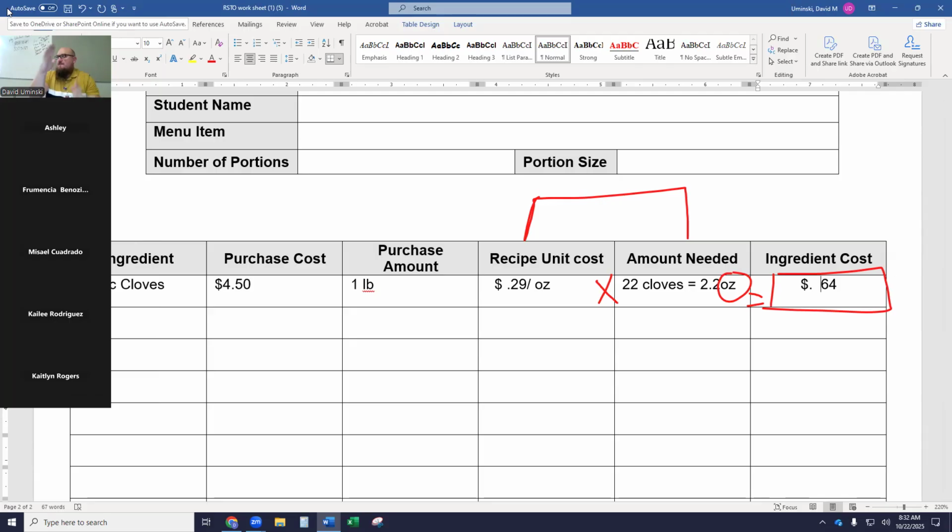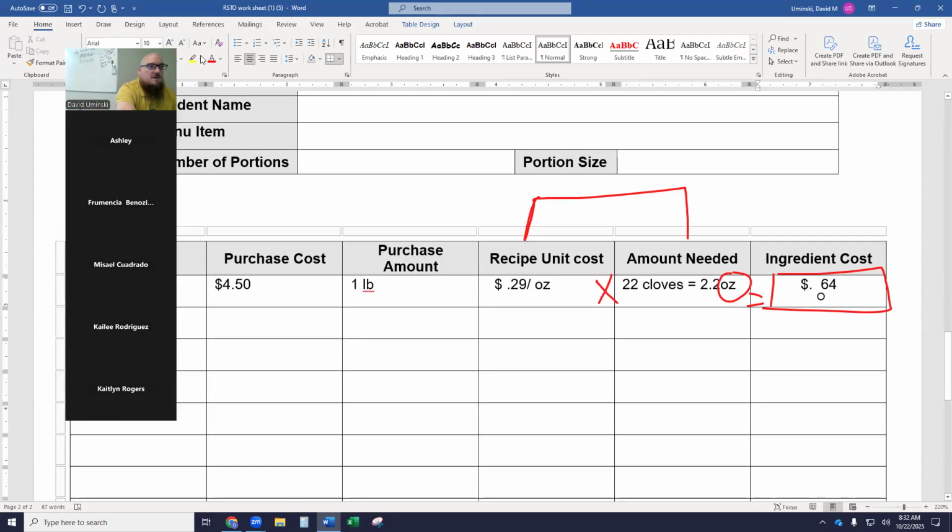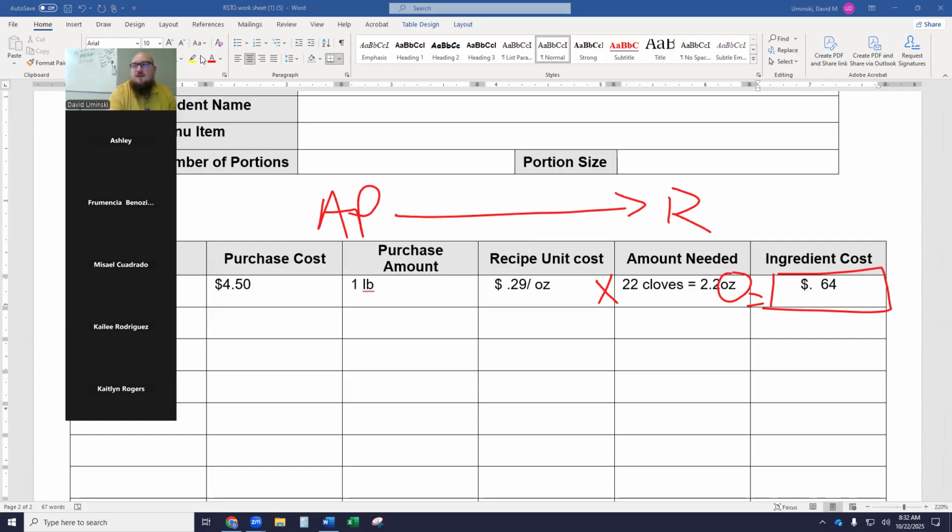So that is how we would put the work from AP to recipe. Essentially, this is my AP. Here's my recipe. And then this is that one recipe unit cost, so that I can multiply directly across and I get my ingredient cost. Questions, comments, concerns about that?